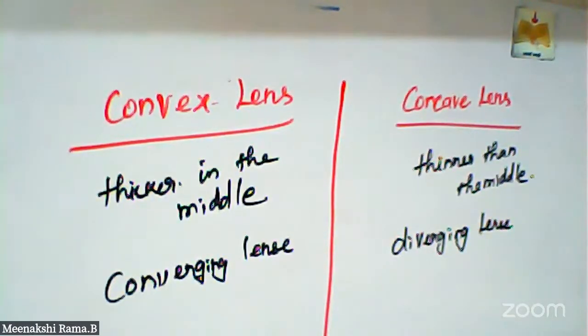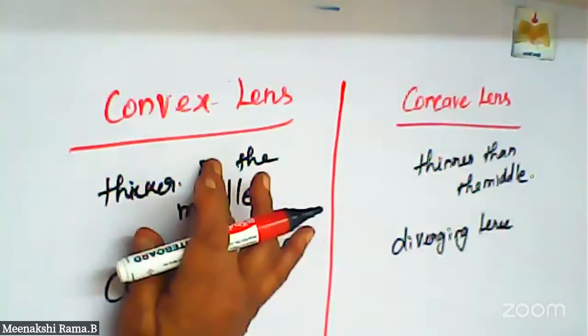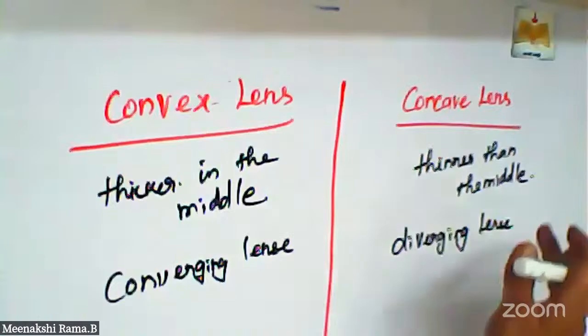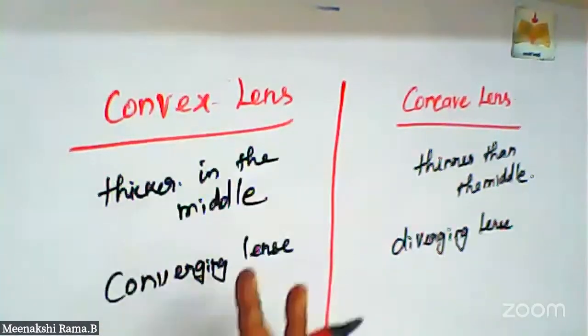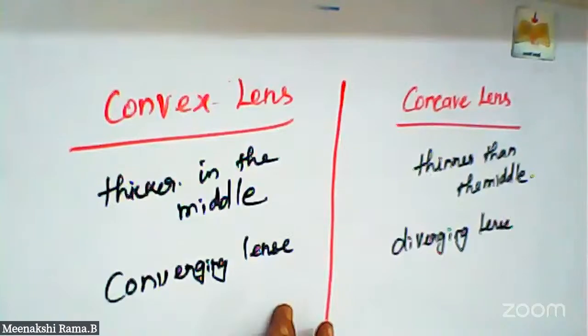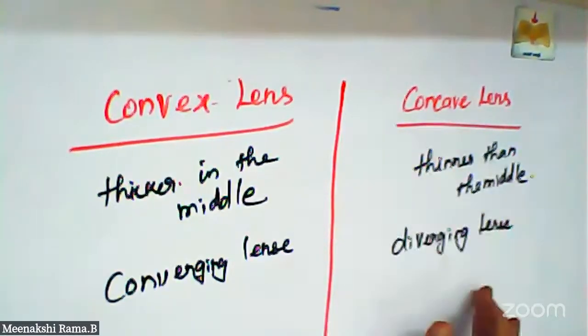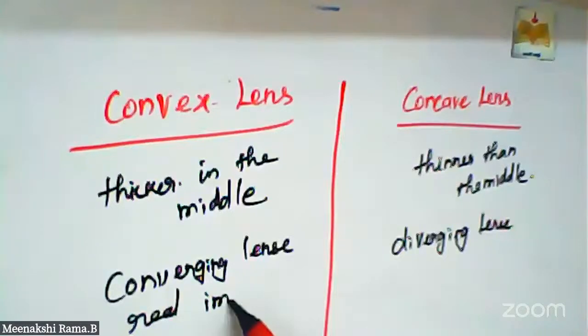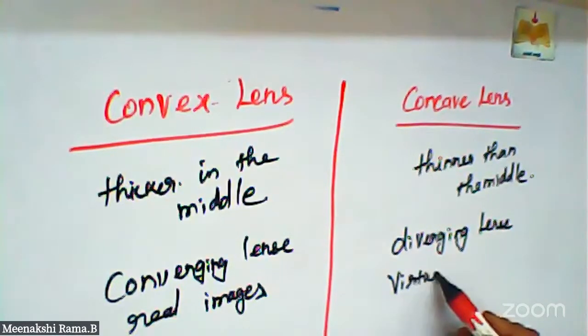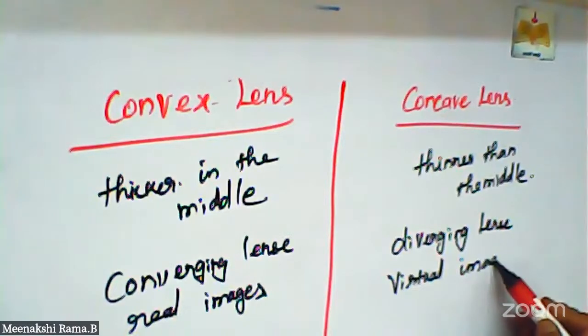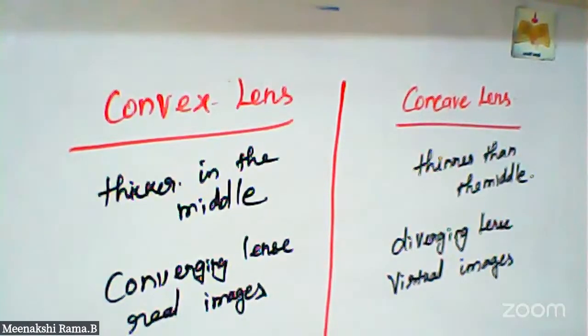The image is converged in the convex lens. The image is diverged in the concave lens. So convex is otherwise called a converging lens, and concave is otherwise called a diverging lens. The convex lens produces real images only. Real images are formed in convex lenses. Concave lenses produce virtual images. Virtual images are formed in concave lenses. This is also an important point.